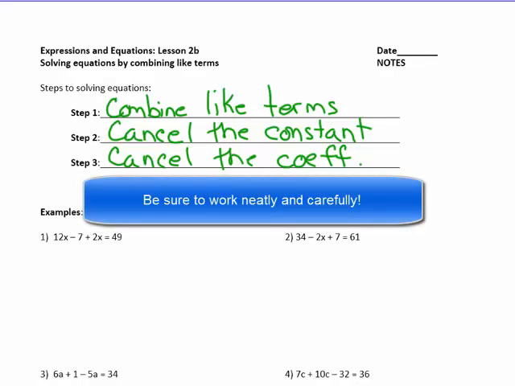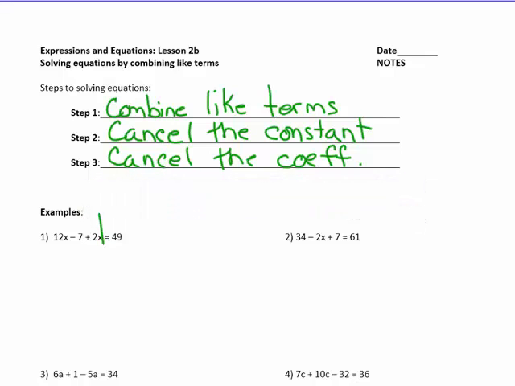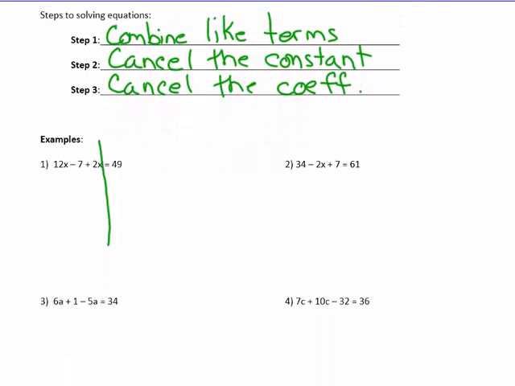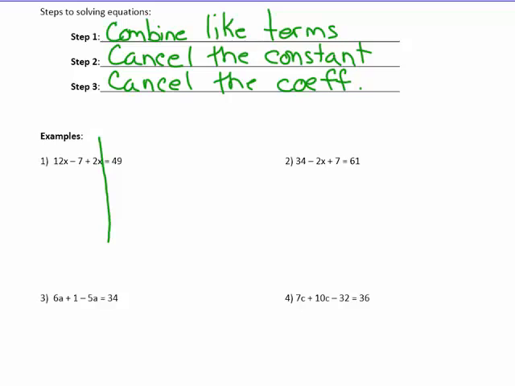So this is also where I'm going to use that line through the equal sign to help us see a little bit better. So I'm going to draw my line. I'm going to look over here to see, are there any like terms that go together? And remember, like terms have to have the exact same variable. So what I see is 12x and positive 2x. And I'm sorry for writing over the 7.